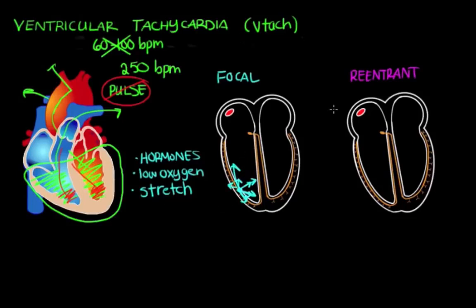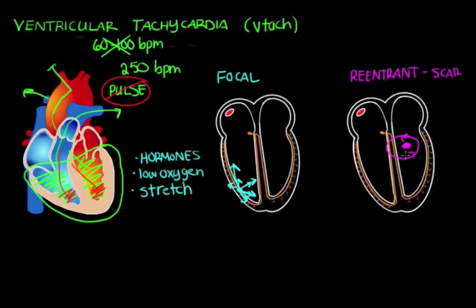In reentrant VTAC, you have scar formation. Now, a scar is basically a group of dead cells that have been replaced by protein, kind of like a scab. And this group of dead cells disrupts normal electrical conduction. So you end up getting an electrical current that has to go around this patch of dead cells. And it keeps going around and around. This is a reentrant circuit.